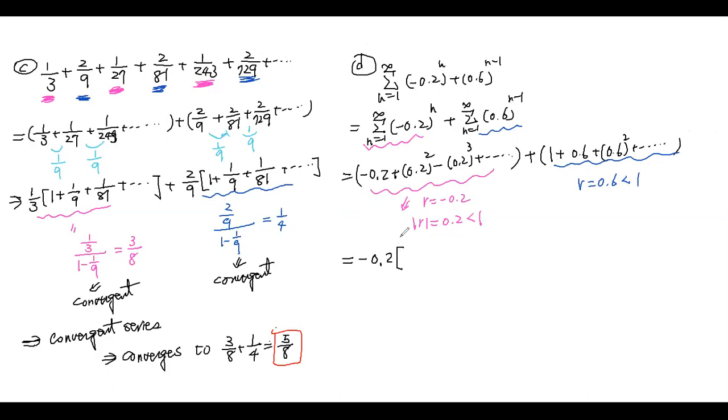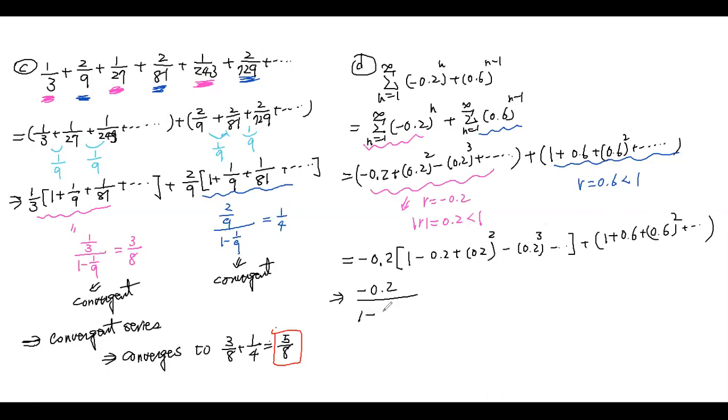When you factor out the negative 0.2, the first term becomes positive. So it's 1 minus 0.2, then plus 0.2 to the second, and then minus 0.2 to the third, and so on. And then the second term is okay. This is 1 plus 0.6 plus 0.6 squared, and so on. Now I can use the geometric series. The first one has r equal to negative 0.2, so it's 1 minus r. Be careful about the negative sign. So it's 1 minus 0.2, right?